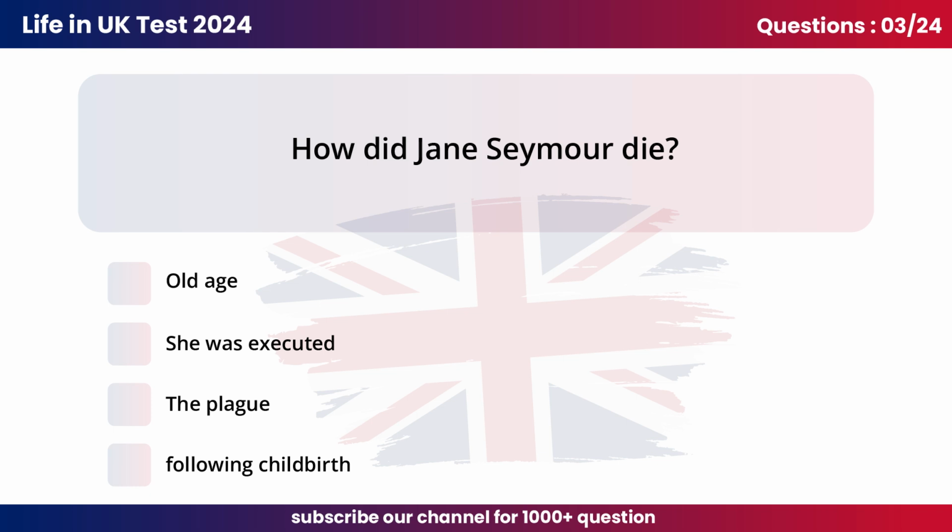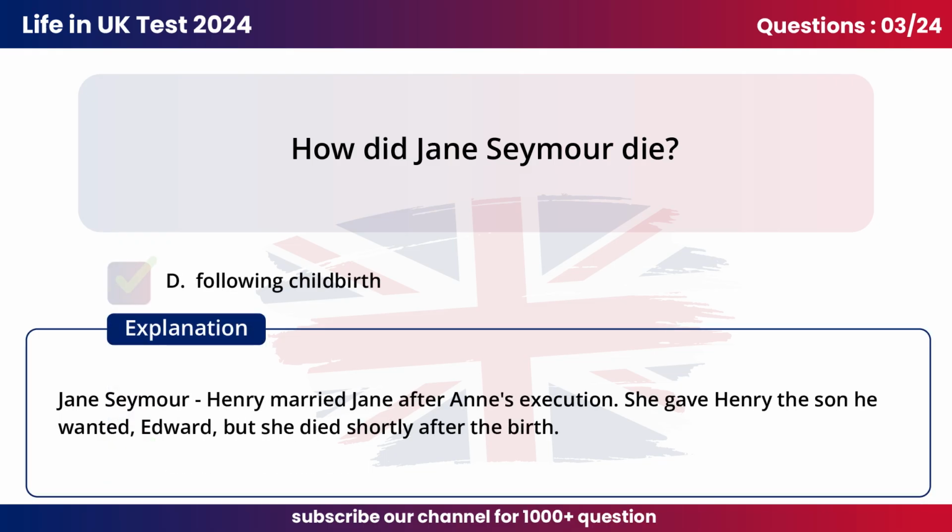Question 3. How did Jane Seymour die? D. Following childbirth. Henry married Jane after Anne's execution. She gave Henry the son he wanted, Edward, but she died shortly after the birth.